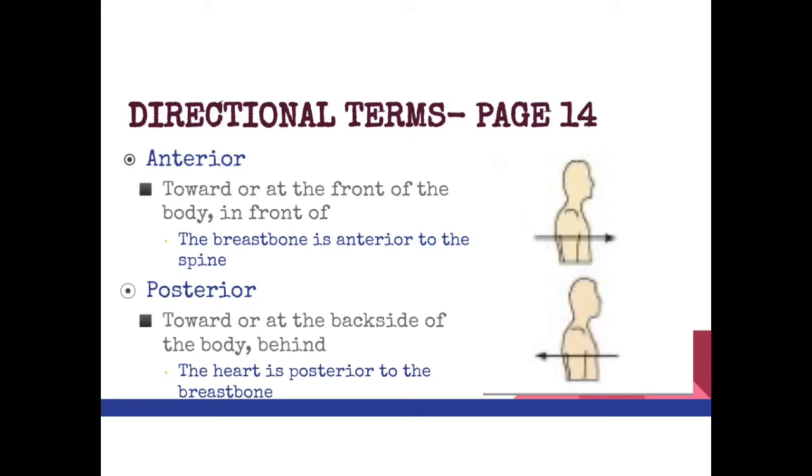The next set of directional terms are anterior and posterior. So anterior means toward or at the front of the body or in front of. So that's anterior. So the example here, the breastbone is anterior to the spine. So the breastbone is in front of the spine. And then posterior would be the opposite, so toward or at the back side of the body, or meaning behind. So the heart is posterior to the breastbone. The heart is behind the breastbone.